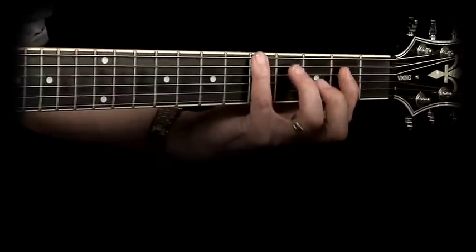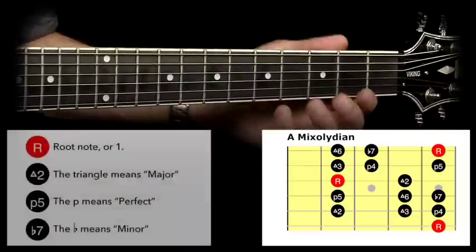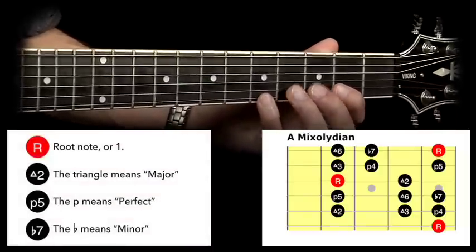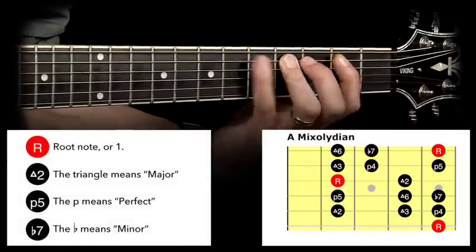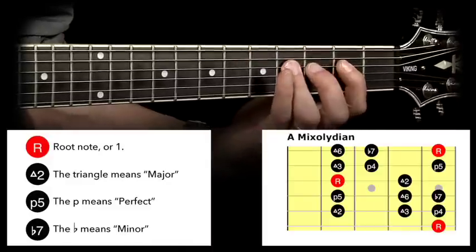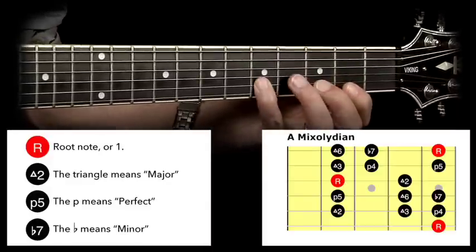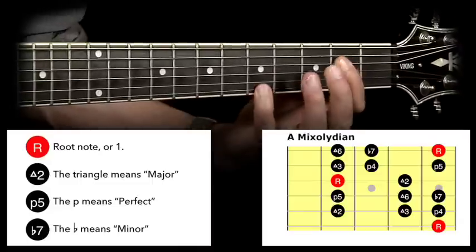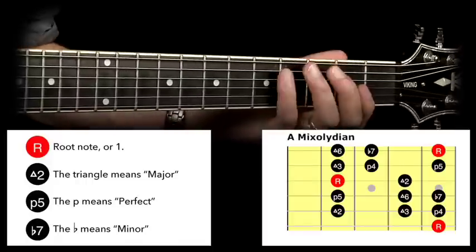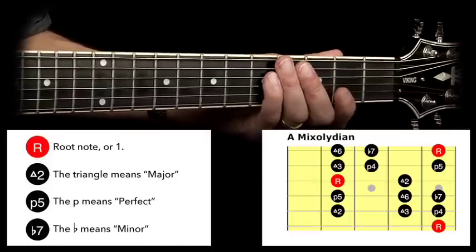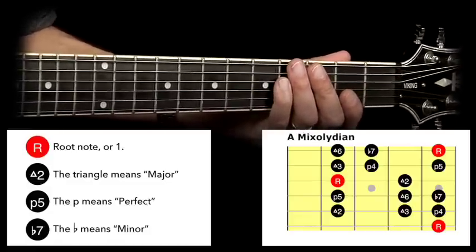So let's play the A mixolydian mode. Now, you may not know this mode, but that's okay. You'll recognize the sound of it. That's the mode that fits 7th chords. So it's called either the dominant scale or the mixolydian mode.